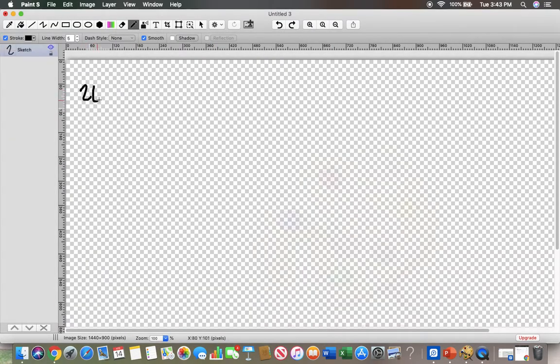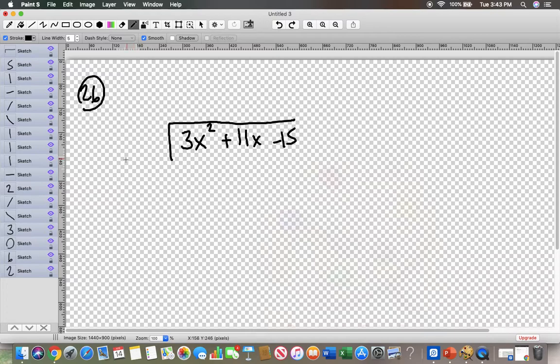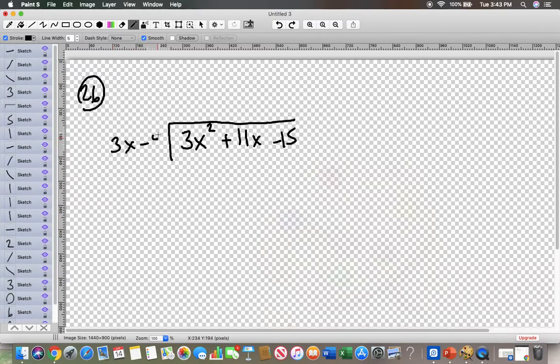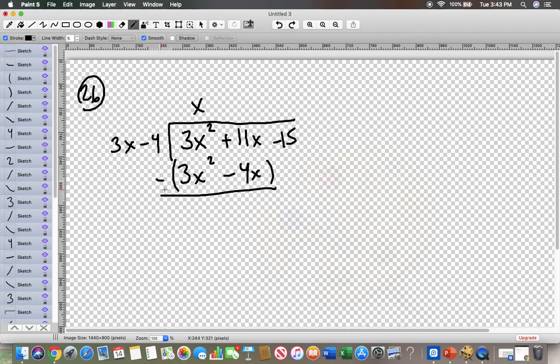Number 26, dividing once again. So I have 3x squared plus 11x minus 15 all divided by 3x minus 4. Here we go. What times 3x will give me 3x squared? Well, just x. So 3x times x is 3x squared. x times negative 4 is negative 4x. Subtract. 11 minus a negative 4, 11 plus 4, which is 15x. Bring down my negative 15.